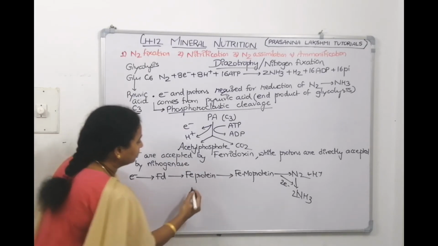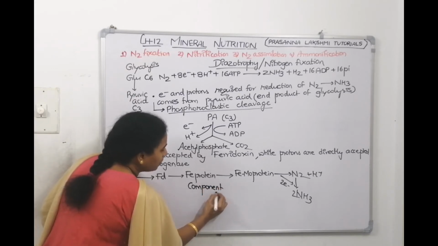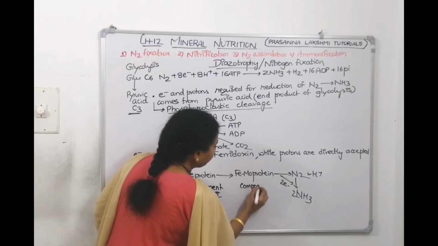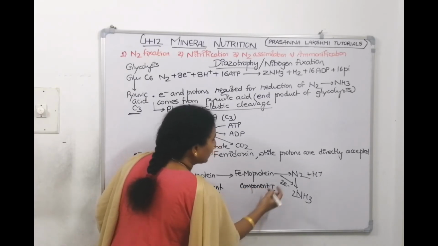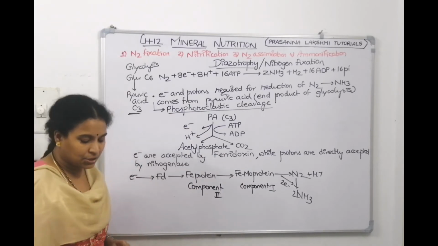Ferredoxin will give to component 2, no? It will give to component 2. Component 2 will give to component 1. And component 1 will give to nitrogen. So this is the equation. Take a screenshot. We will continue.